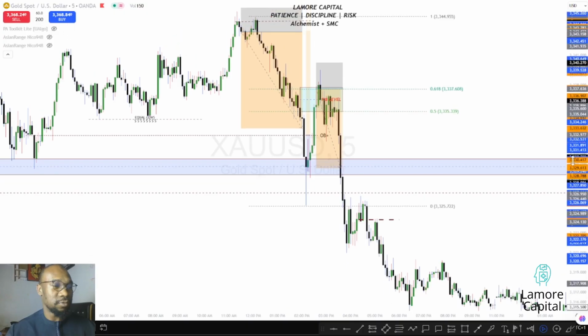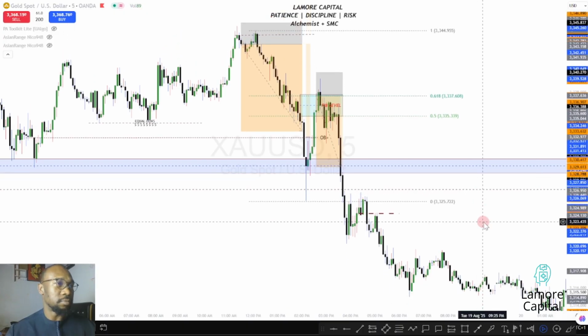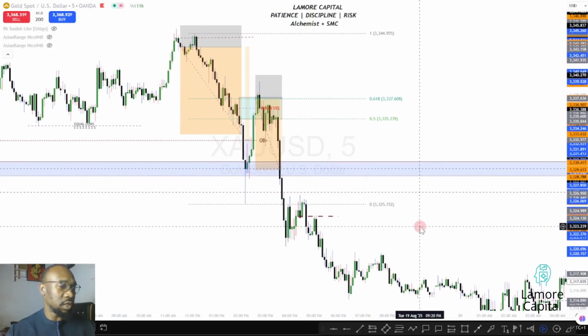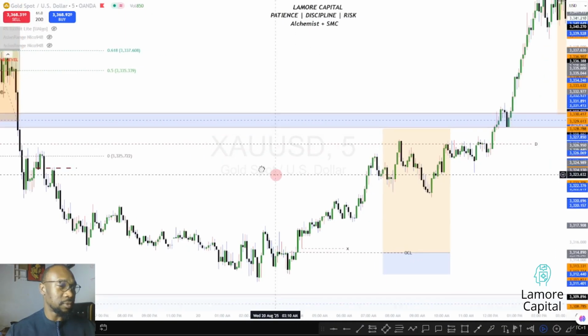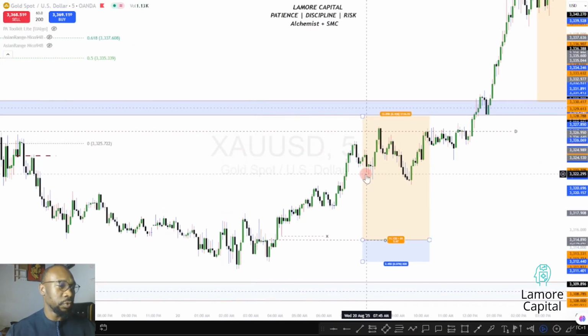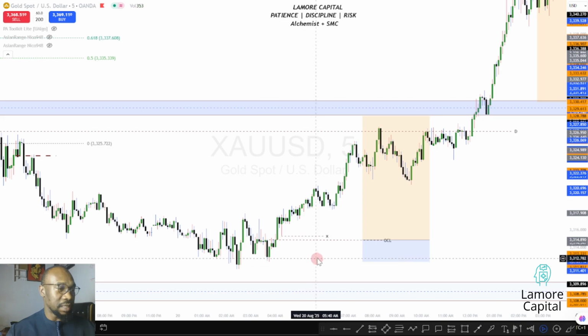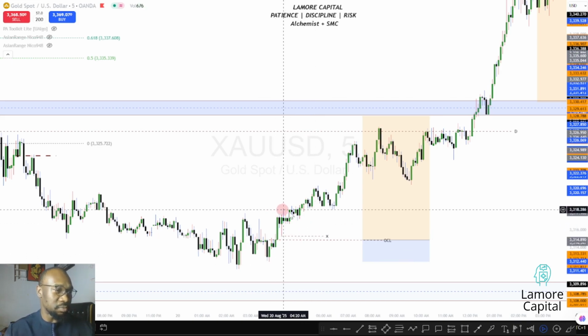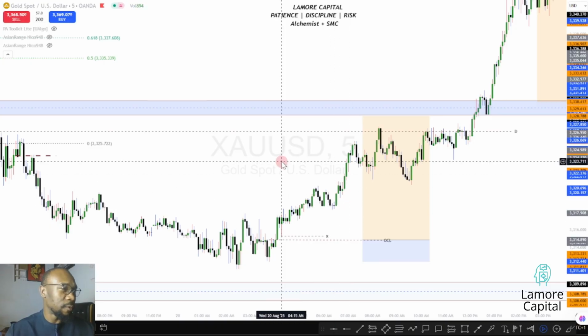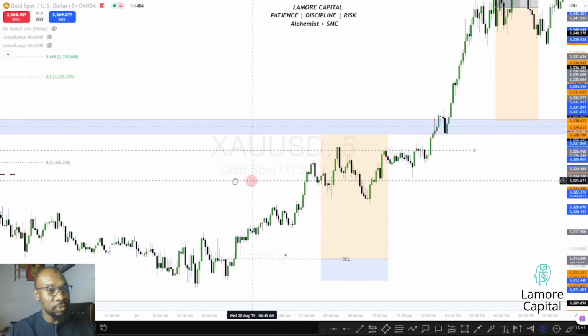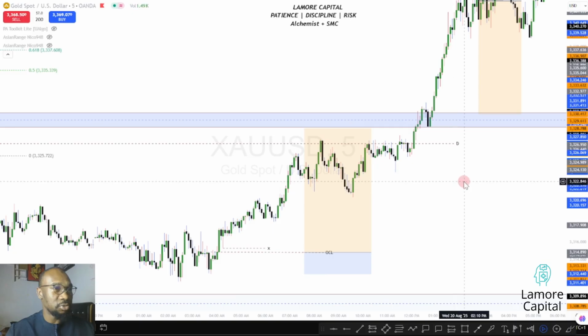That is that for Tuesday. Going to Wednesday, missed entry. Going to Wednesday, I was anticipating this entry. But the market did not come back for us. And that was how we missed this particular entry.